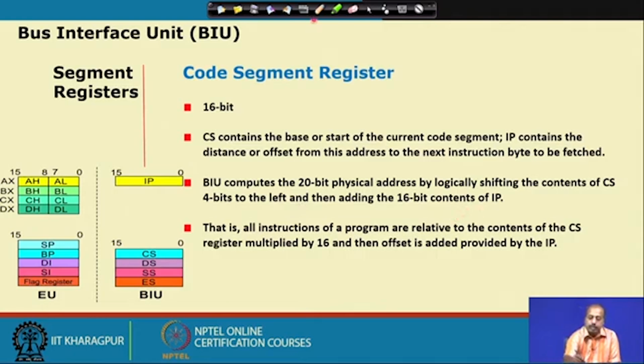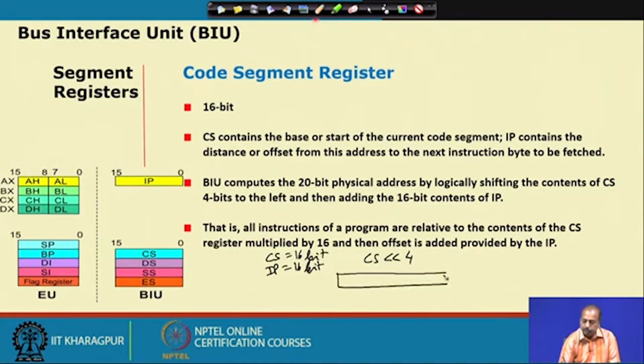We know that this CS register is 16 bit and this IP is also 16 bit. First, CS is left shifted by 4 bit positions. So, you get this 20-bit pattern now. This is the 16-bit CS value that has been left shifted, so you get another 4 bits which are all zeros. These bits are all 0, but the overall number is now 20 bit.